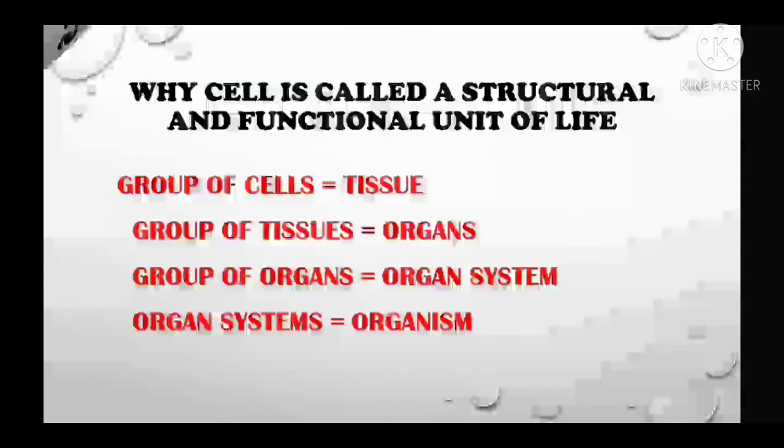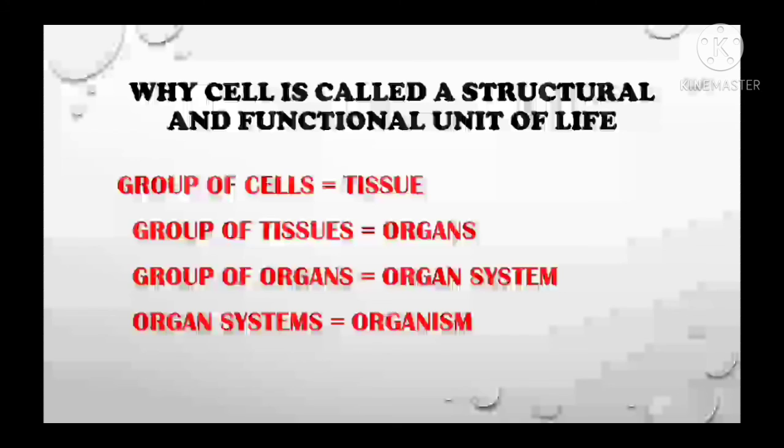Okay, now let's come back to the question where we began. How is the cell called a structural, functional and also a fundamental unit of life? See, a group of cells form into tissues. A group of tissues form into organs, and a group of organs form into an organ system. So this organ system composes the whole body. That is why the cell is called the structural, functional and also a fundamental unit of life.